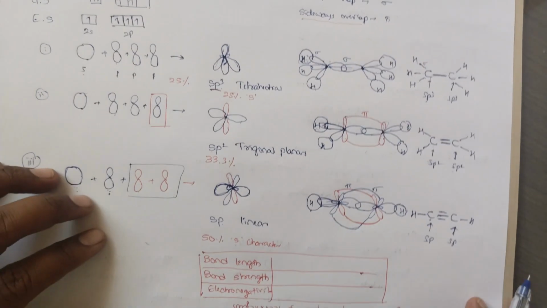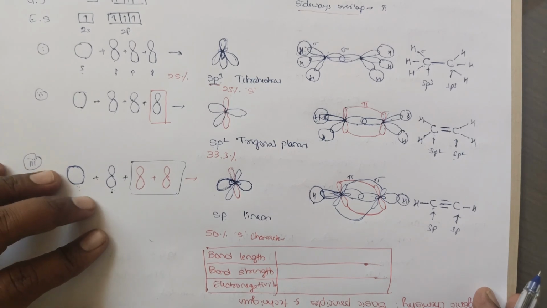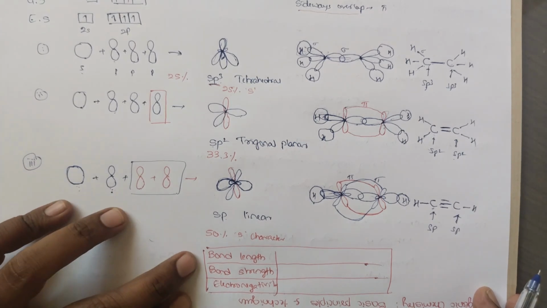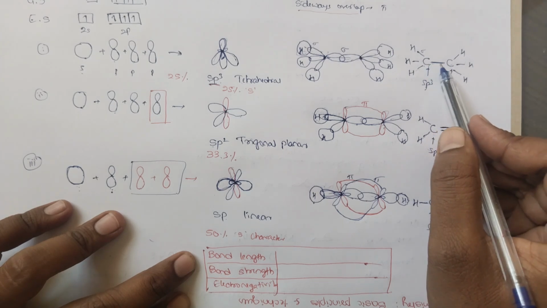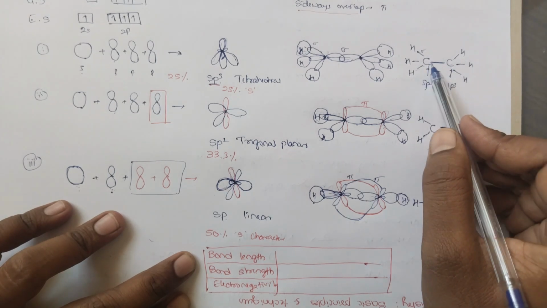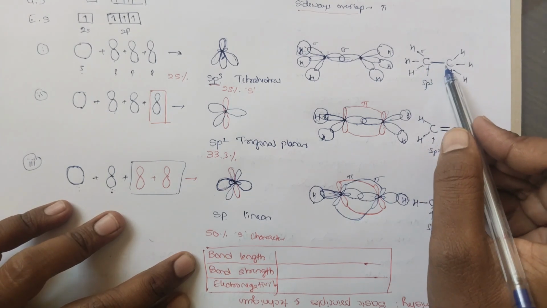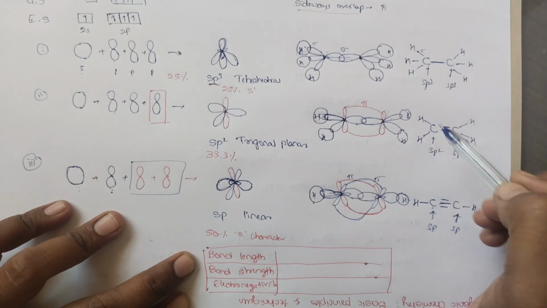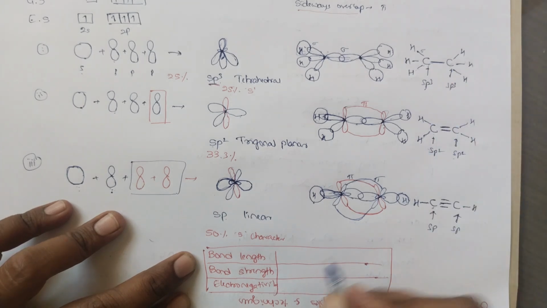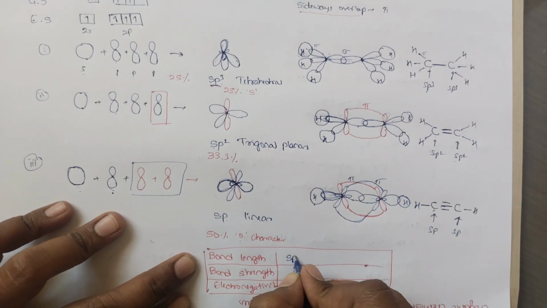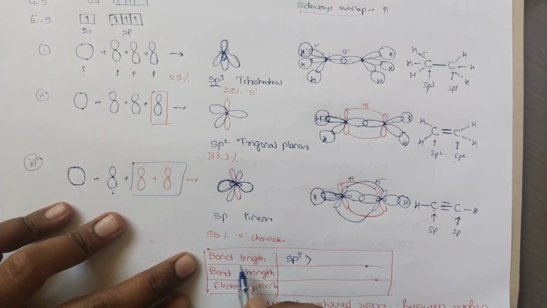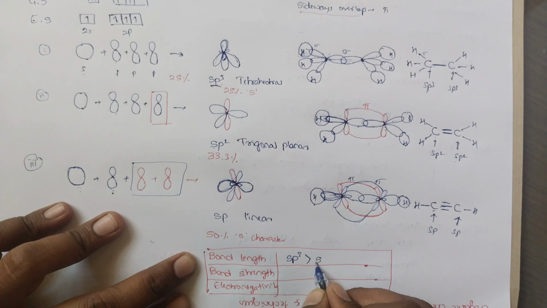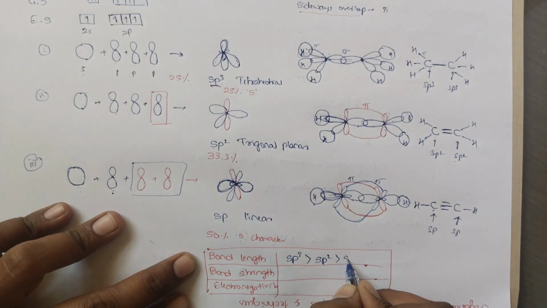Okay, let us discuss these 3 properties: bond length, bond strength and electronegativity. Where is the bond length higher? You can see that there is a highest bond length between this carbon and this carbon. Okay, this carbon and this carbon are loosely bonded than these two carbons. So sp3 carbon has the highest bond length, then comes sp2, then sp carbon.